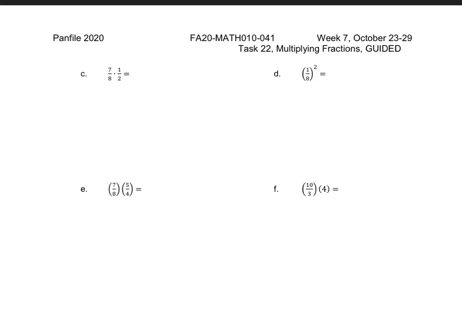All right, let's look at the next one. I multiply the top, I multiply the bottom, I get a top. I get a bottom. I have a fraction bar. I get 7 times 1, which is 7. I get 8 times 2, which is 16. I make sure it doesn't simplify, and I'm done.